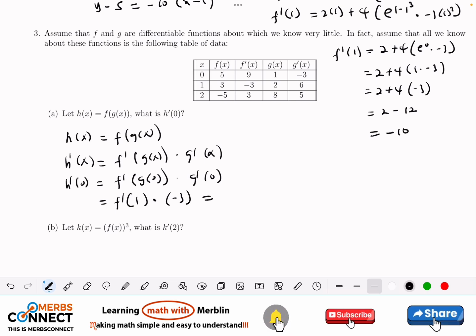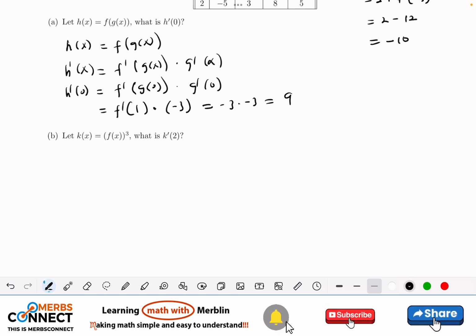And what is f prime of 1? This is f prime, this is 1. When I come here, I'll have negative 3. So negative 3 times negative 3 is going to give us positive 9. Is that right?